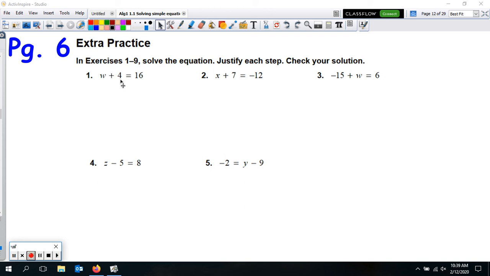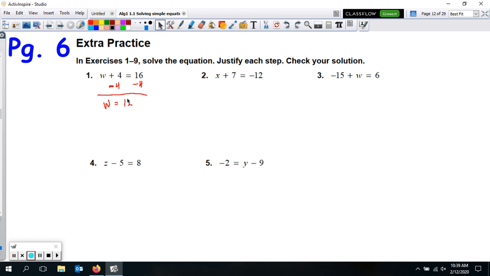Since it says plus 4, we're going to undo the 4 with its opposite operation, which is subtracting 4. So we're going to subtract 4 from both sides. That will cancel out those 4s. You can even cross them out right now on your paper. And if we're doing it to this side, we have to do the same thing to the other side. We have to subtract 4 from the 16. That gives us our answer, 16 minus 4, which we know is 12.